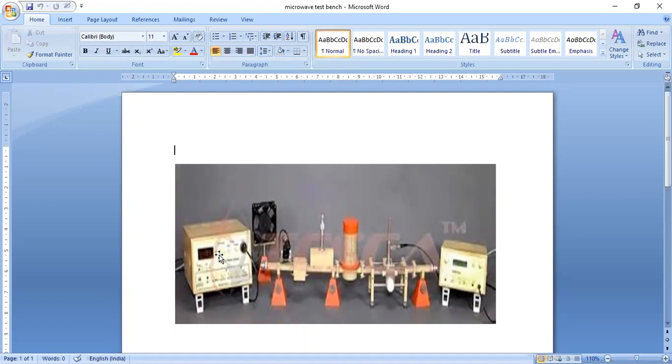Are you getting it? Now keep the probe of the slotted section at a position corresponding to maximum. Maximum means where you are getting the maximum output. That position you adjust. So now you see, you have to adjust that one in a proper position.